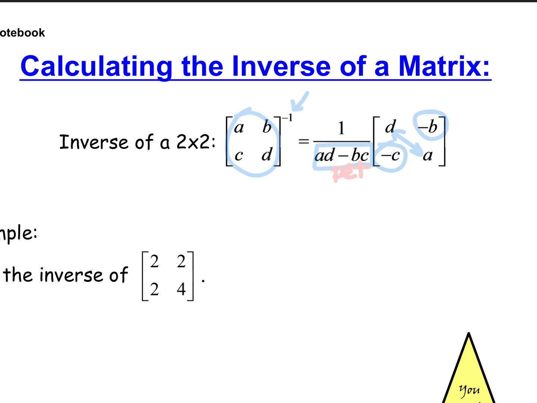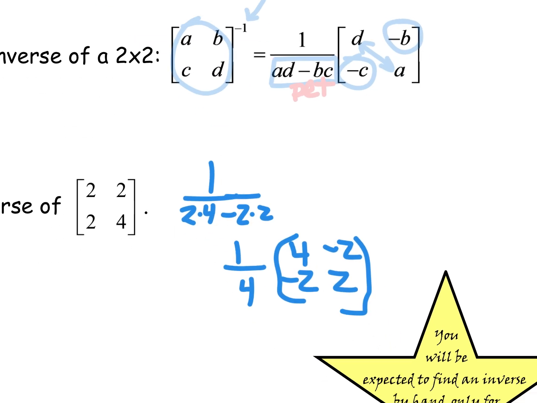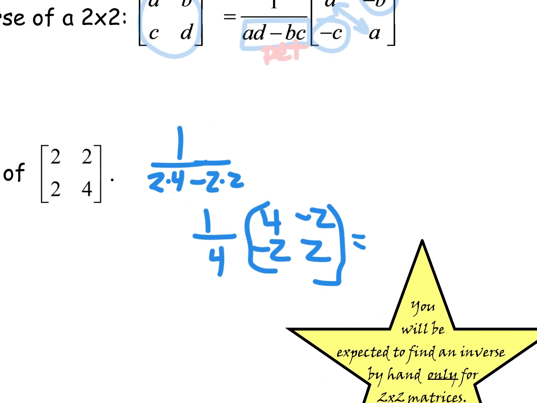Just to make sure you get started right, you should have done 1 over the determinant, which was 2 times 4 minus 2 times 2. So that would simplify down to 1 over 8 minus 4, which would be 1 over 4. And then all I got to do is the flip-flop op-op. 2, 4 switches around to 4, 2. Op-op, -2, -2. And would you please compare your final answer to the kid next to you?